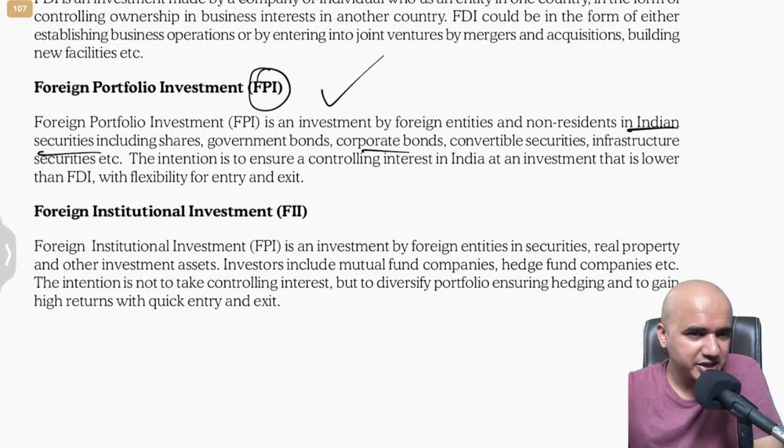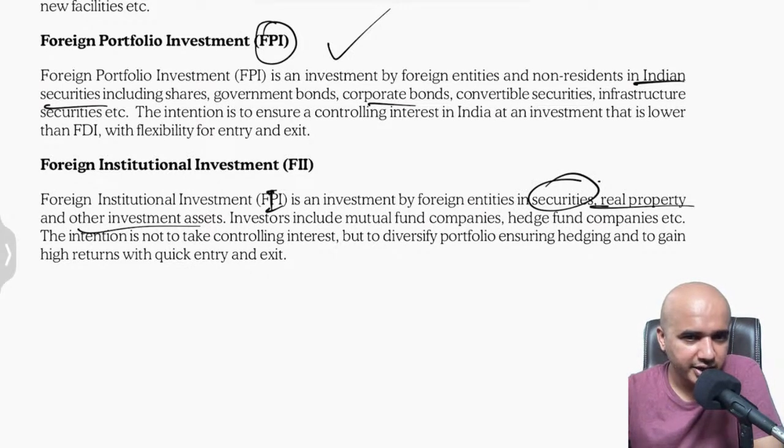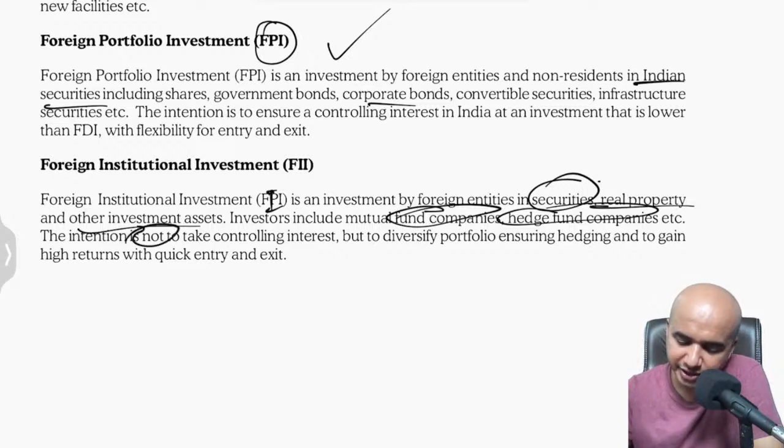Anyway, foreign institutional investment. FII is an investment by foreign entities in securities, real property and other investment assets. Okay, it could be mutual fund, hedge fund. Then intention is to not take controlling interest, but to diversify portfolio, ensuring hedging.